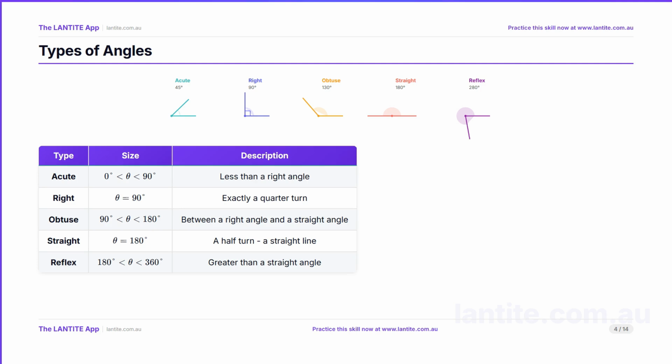There are 5 types of angles you need to know. An acute angle is less than 90 degrees. A right angle is exactly 90 degrees. We mark it with a small square. An obtuse angle is between 90 and 180 degrees. A straight angle is exactly 180 degrees, forming a straight line. And a reflex angle is greater than 180 degrees, but less than 360 degrees. On the LANTITE, being able to quickly classify an angle helps you check whether your calculated answer is reasonable.